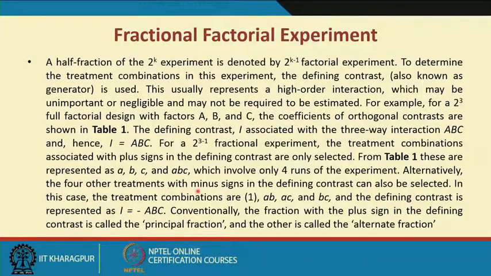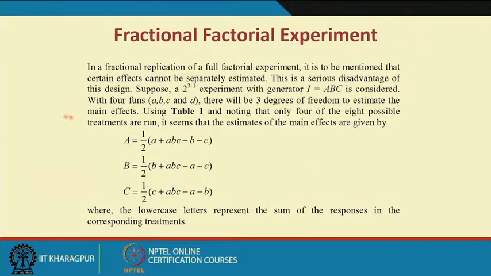So the 4 other treatments with minus signs in the defining contrast can also be selected. In this case, the treatment combinations are 1, AB, AC and BC. So the choice is yours. Either you go for the principal fraction, or you may go for the alternate fraction. So this is the alternate fraction and this is the principal fraction. These are the terms we use.